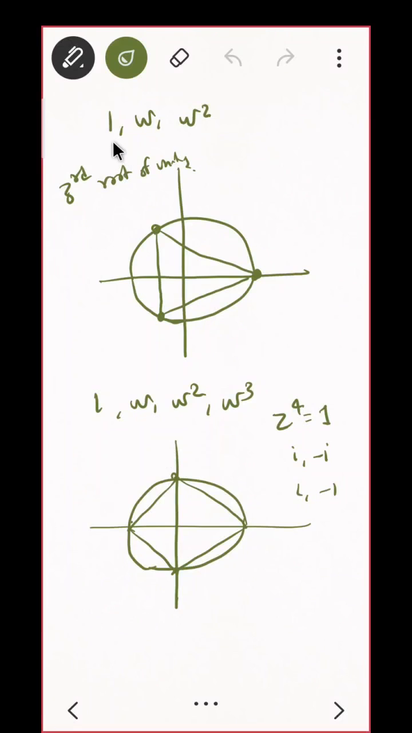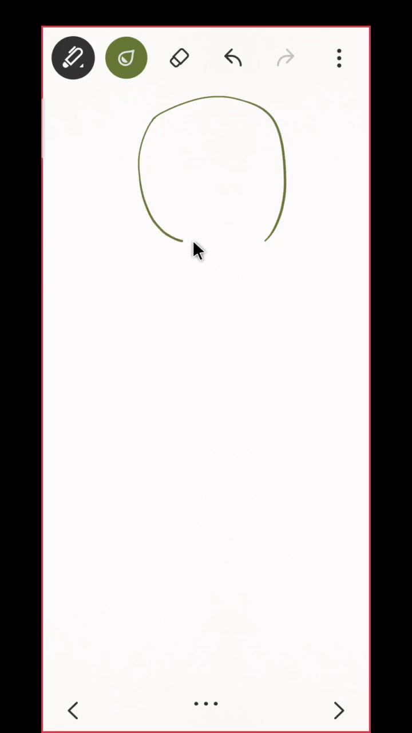So I already told you, if you are having the third root of unity, it will form a trigon, that is, you can call it an equilateral triangle. If you are having the fourth root of unity, then it will form a square. And similarly, if you are having the fifth root of unity, then it will form a pentagon, you can call.